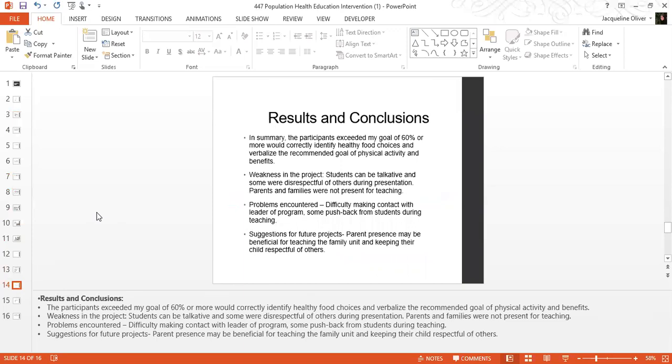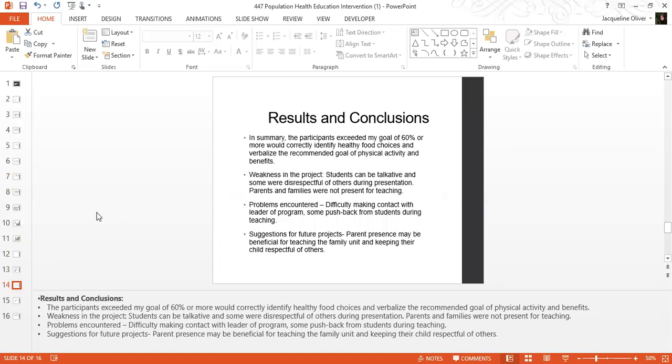But I think that parents and families should also be involved in this teaching, because the family unit is so important in the student's life, and their choices and availability of foods at home.